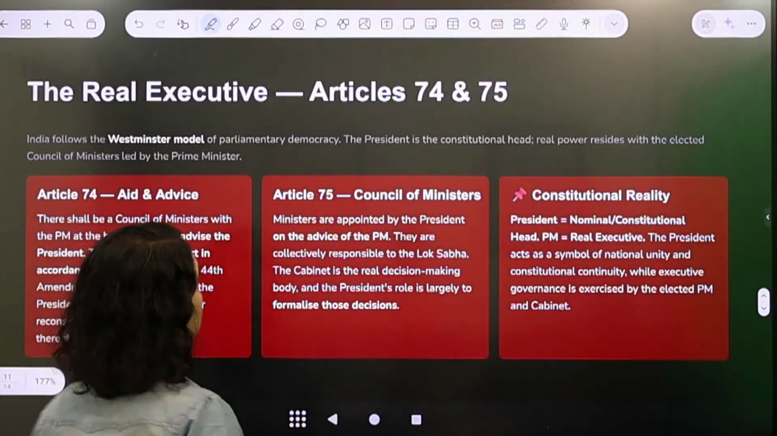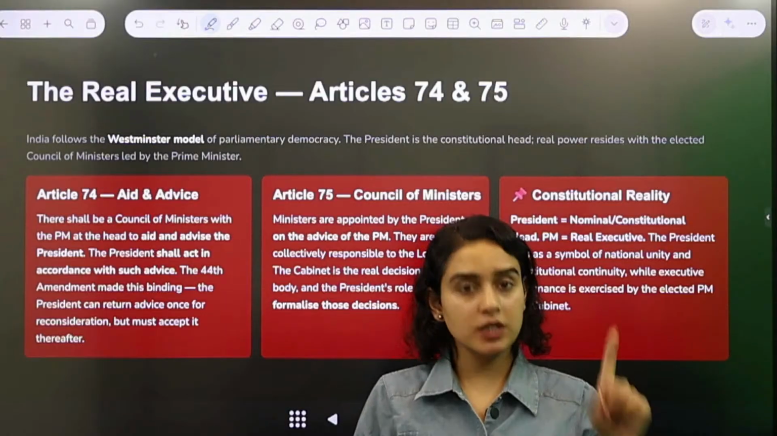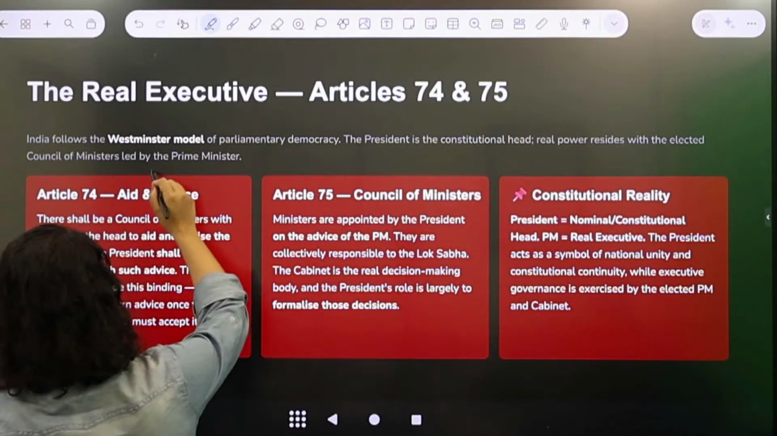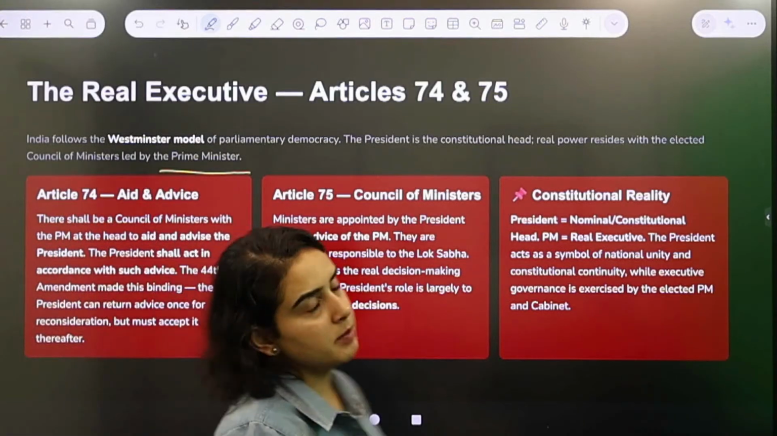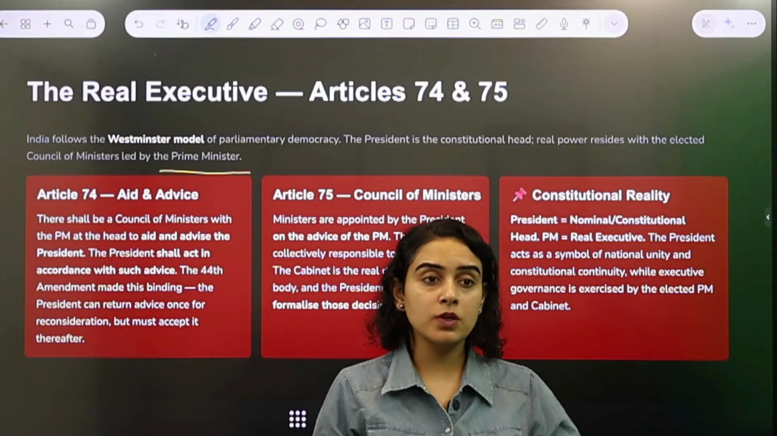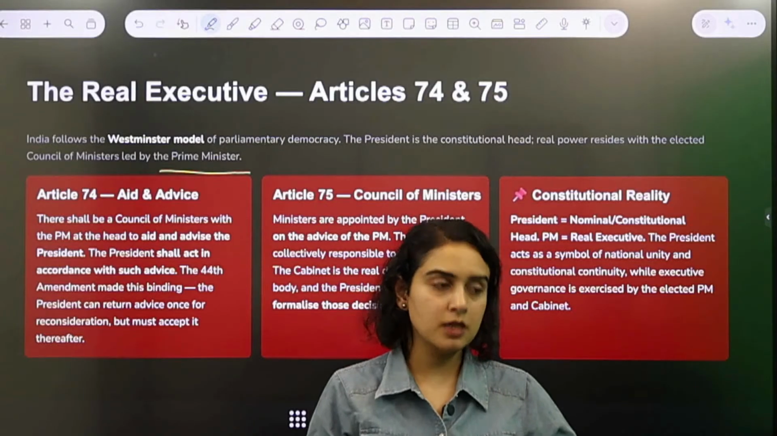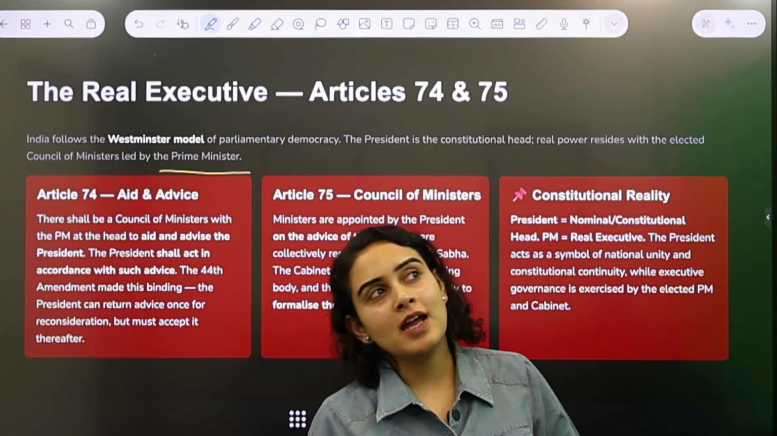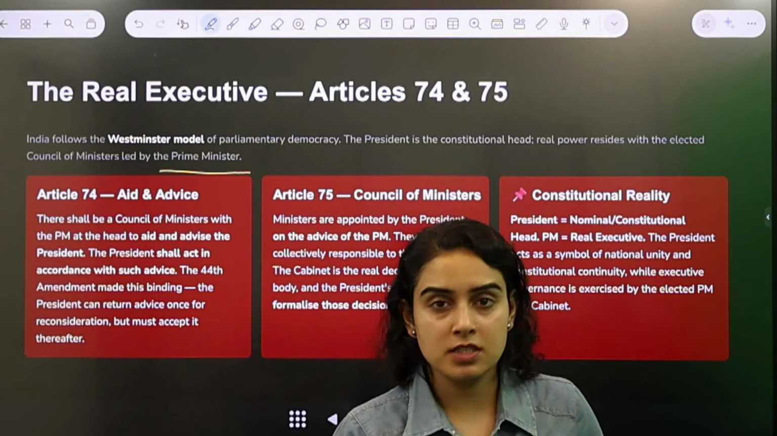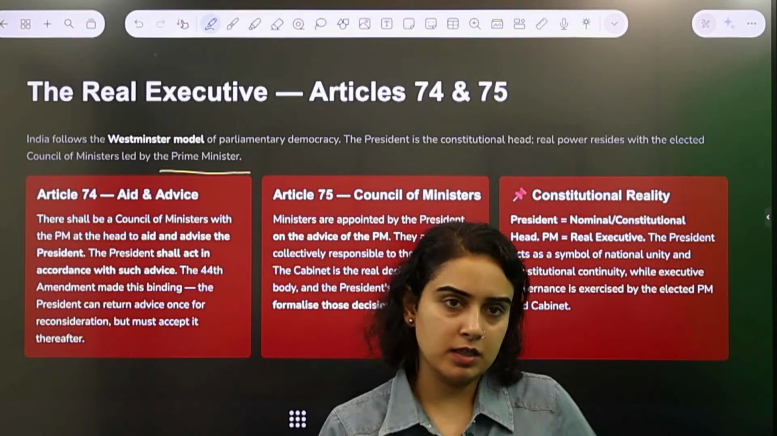Now coming to the most important thing, who is the real executive then? The real executive at the union level, at the central level, is the Council of Ministers, which is headed by the Prime Minister. Now, what is the Council of Ministers? Let's understand. If you know that there is something called Lok Sabha and Rajya Sabha, which together make parliament, you are directly involved in electing members of Rajya Sabha and Lok Sabha. And those people become your MPs, members of parliament.